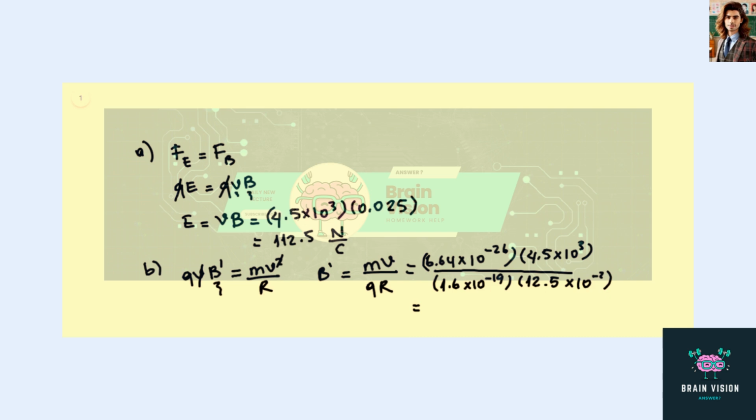So then when we plug everything in, we find the magnitude of the new magnetic field to be 0.015 Tesla.